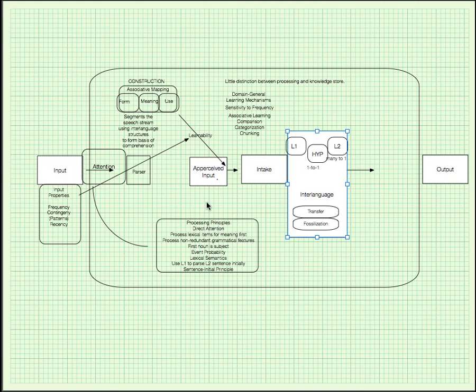And these processing principles are innate, and they are not actual language structure themselves, but they are ways in which the human mind interfaces with the language structure on the outside and assembles it or helps to generate language structure internally.